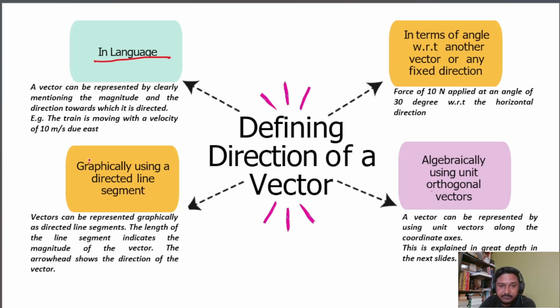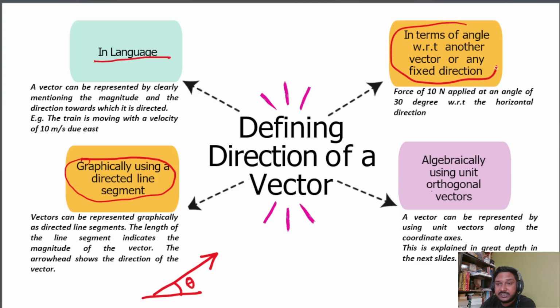The second way in which we can define the direction is graphically by using a directed line segment. If this is the directed line segment, the angle that it makes with the x-axis, or it may be with the y-axis or z, any axis, the angle it makes defines the direction of that vector. The third way is in terms of any other fixed direction.